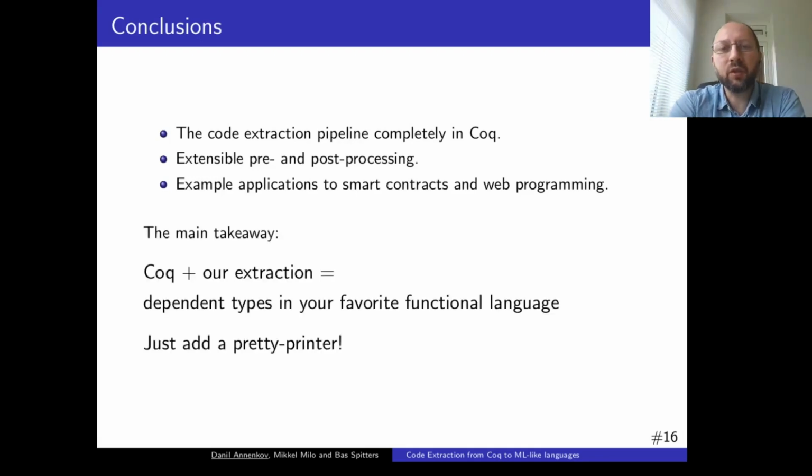The main takeaway of this talk is that one can use the Coq proof assistant and our extraction to bring the power of dependent types to your favorite functional language. So basically it just boils down to adding a pretty printer to your language at the very end of our pipeline.